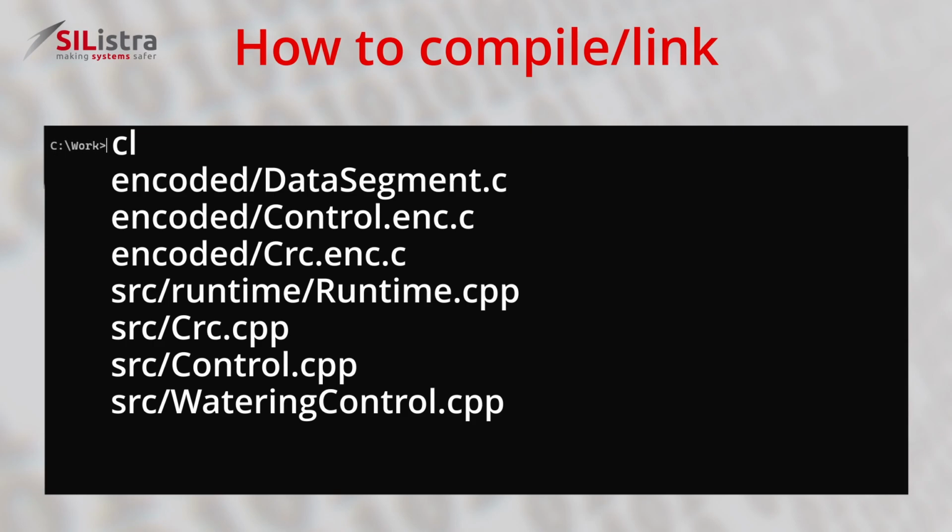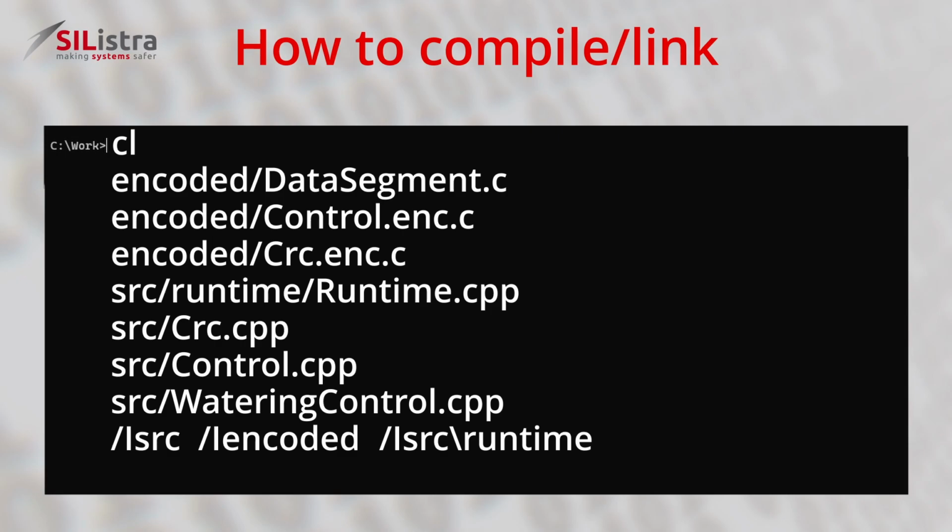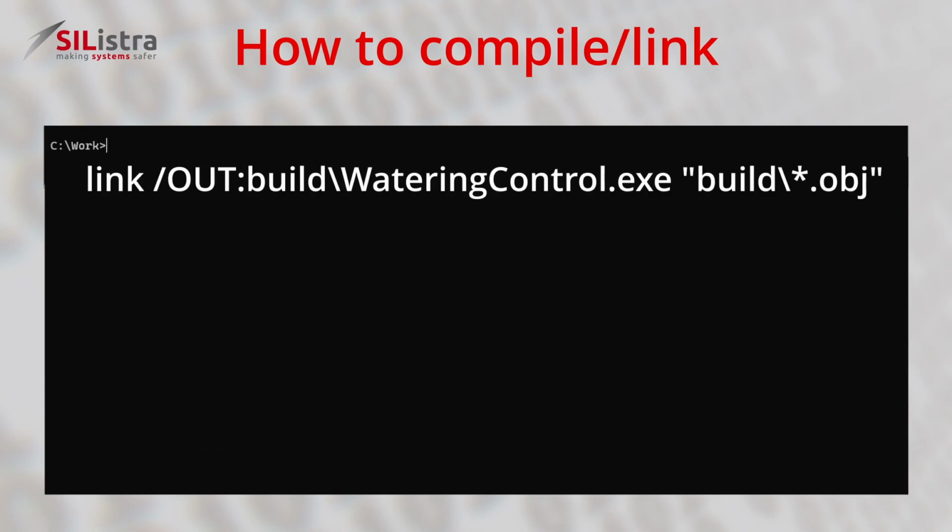Additionally, you will need to provide include directories for the compiling/linking for src encoded and src/runtime. Taking these things together will result in a compiler call, as it has already been shown now in the video. For the linker, we simply refer to the build directory with a glob pattern and specify the name of the executable we want to create.